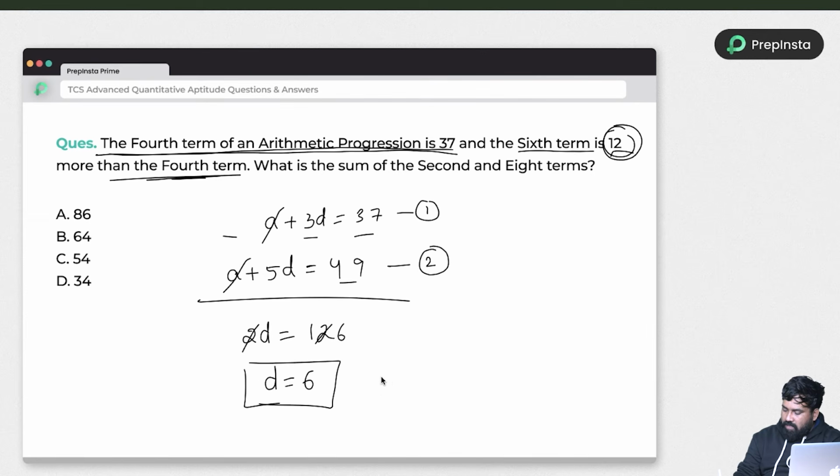If D is equal to 6, then A is equal to how much? Substitute 6 here. 5 times 6 is 30. 30 will go to the other side. So 49 minus 30, answer is 19. So the A value is 19.